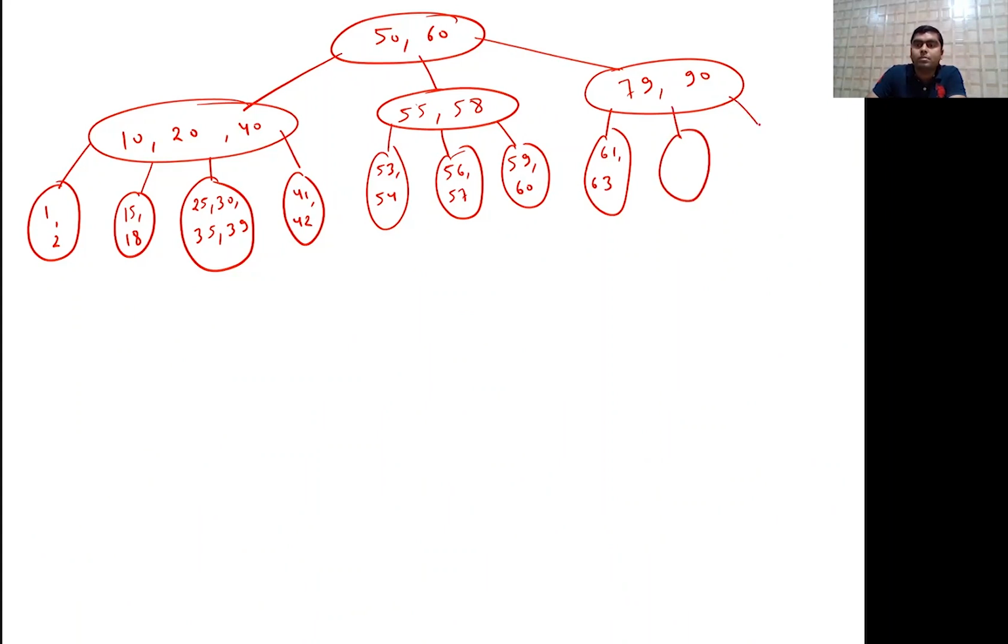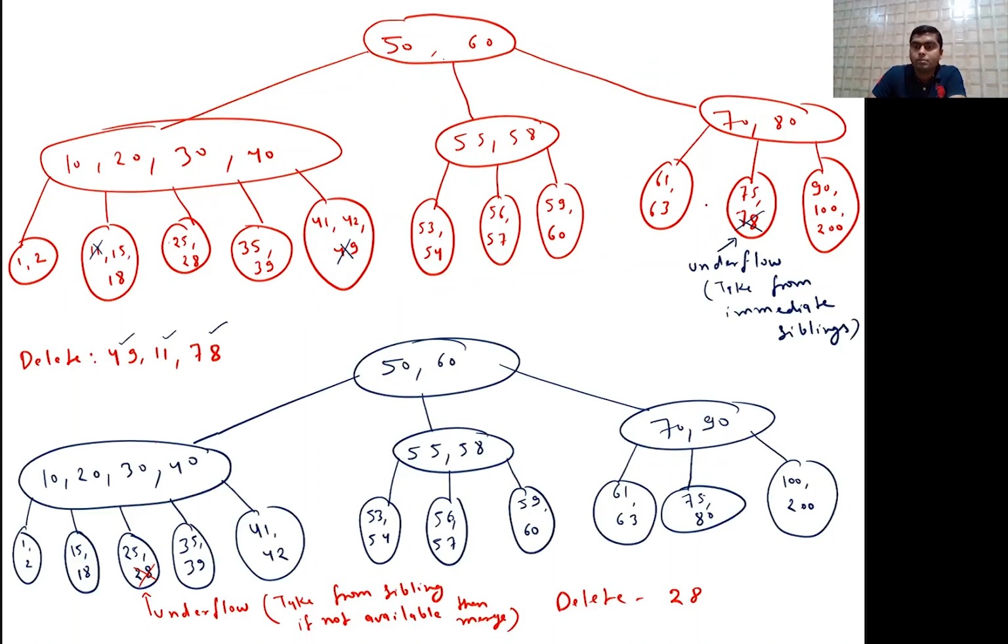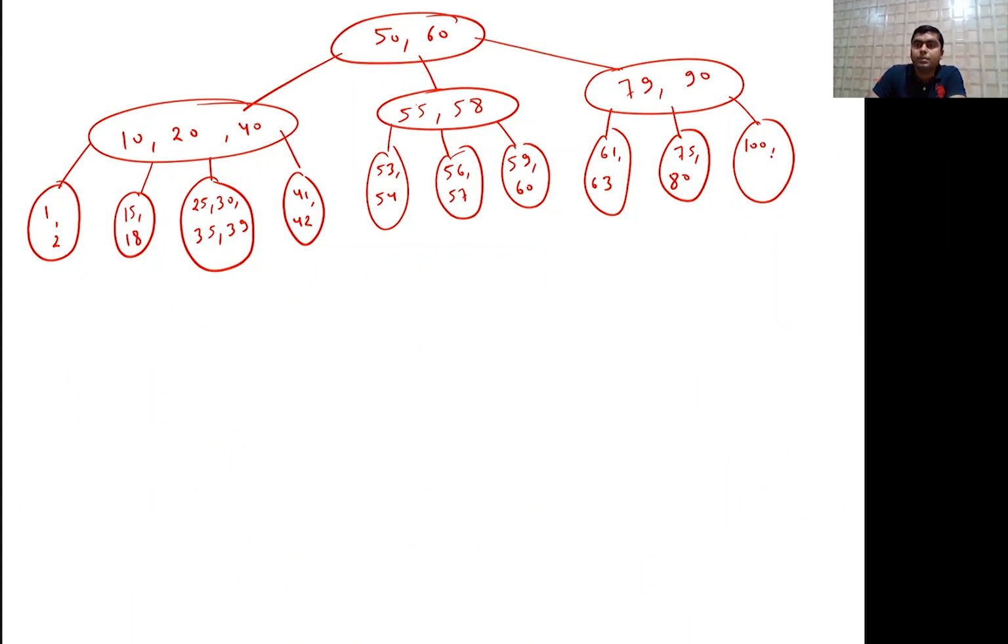Now between these two parts is 75 and 80. And after 90, it is 100 and 200. Now after that, what will happen? Okay, so this is the final current situation. Now let us suppose we want to delete 40. So let us delete 40.